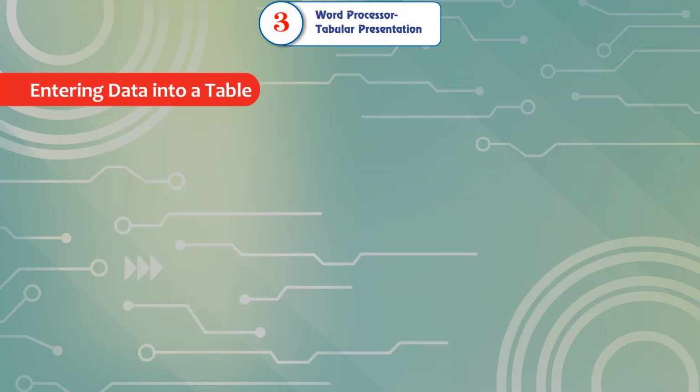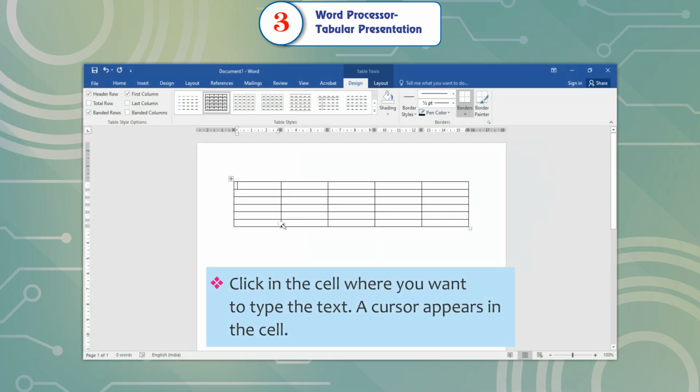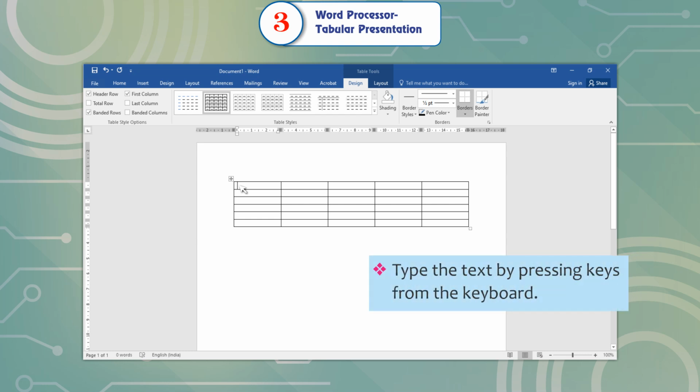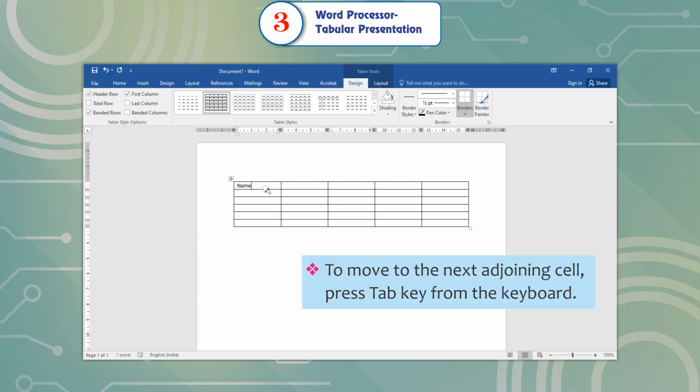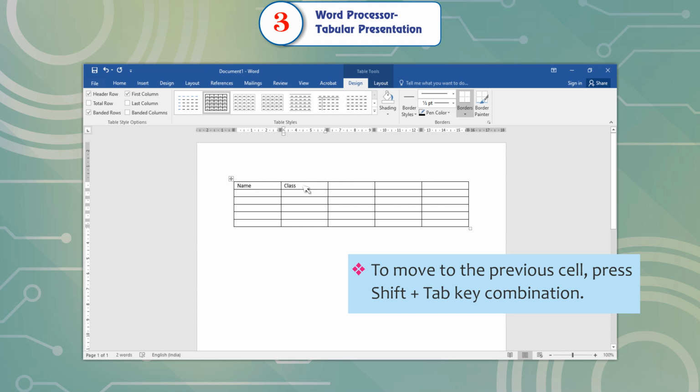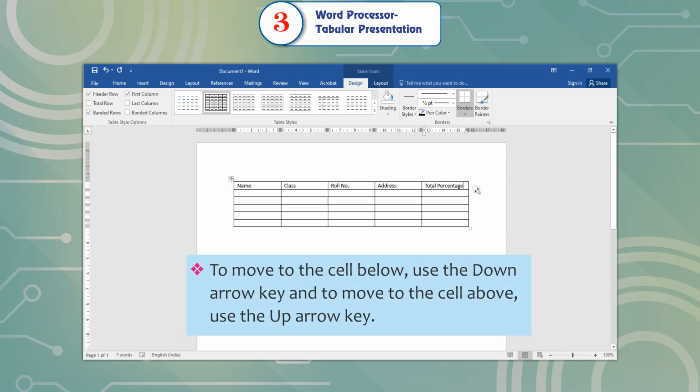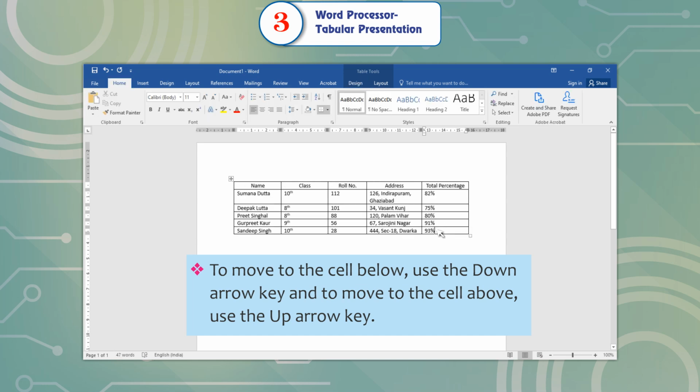Entering data into a table. Click in the cell where you want to type the text. A cursor appears in the cell. Type the text by pressing keys from the keyboard. To move to the next adjoining cell, press Tab key from the keyboard. To move to the previous cell, press Shift plus Tab key combination. To move to the cell below, use the down arrow key, and to move to the cell above, use the up arrow key.